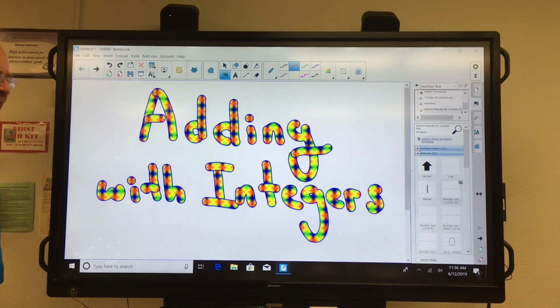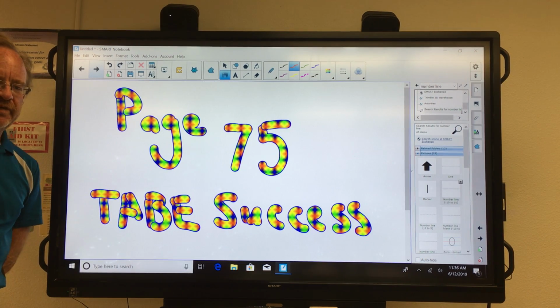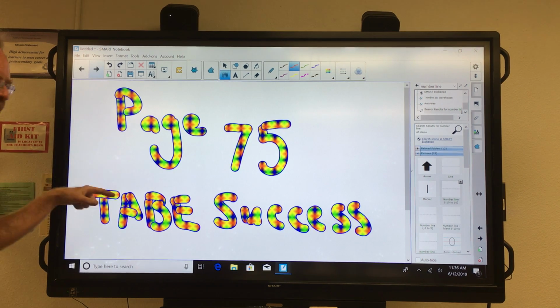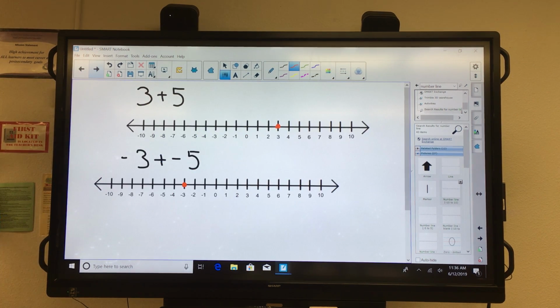Alright, so today we're adding with integers. Page 75 in your TABE Success book. By the way, like the groovy lettering, which we're not going to use anymore.